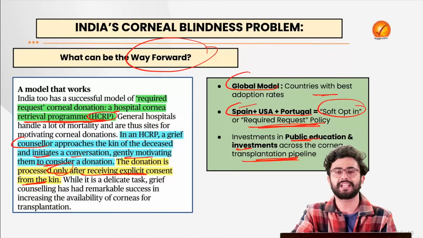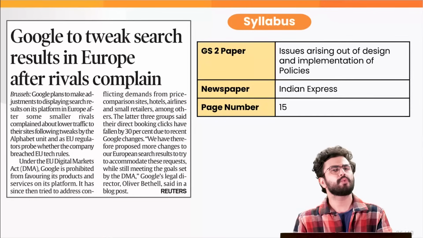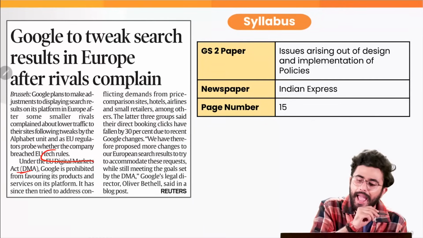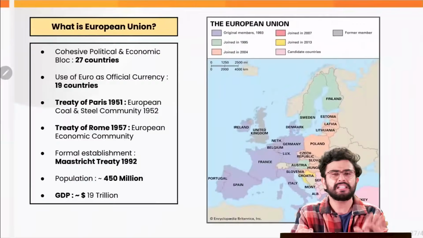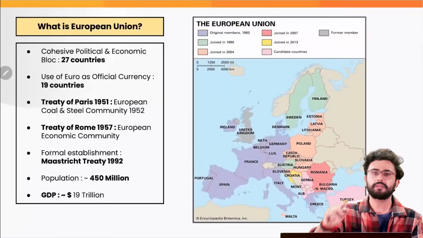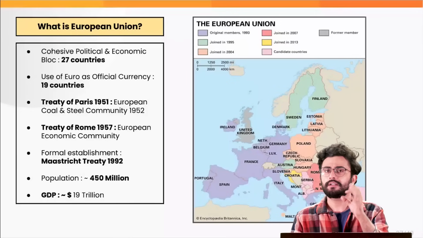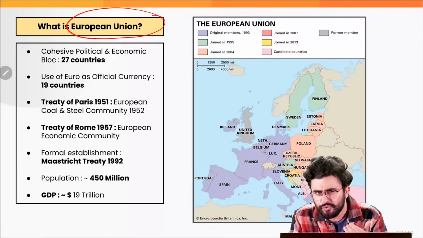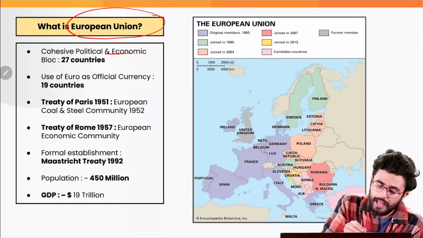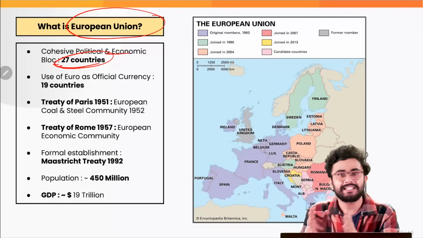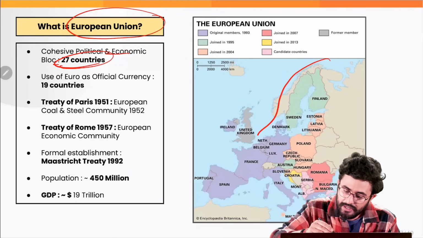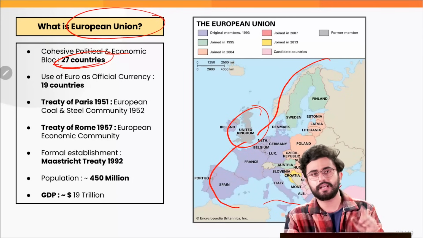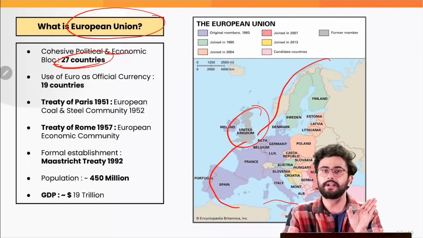We move forward to the next news, where we'll try to understand what the European Union Digital Markets Act is, which has come in the news, keeping in mind its relevance for the upcoming prelims examination. Before that, a quick overlook at what constitutes the European Union. The European Union is a cohesive political and economic bloc of 27 countries. The 27 countries which you can see here, just do not look at the United Kingdom, because Brexit took place in 2020. It has exited.